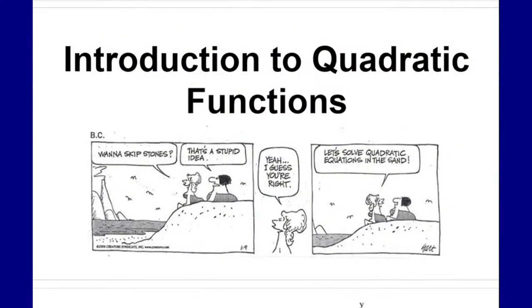In today's lesson, we are going to be looking at the quadratic function. This should be a review from last year in grade 10. We're basically just going to be looking at an overview of the different types of functions that we could have and some of the key characteristics of quadratic functions.